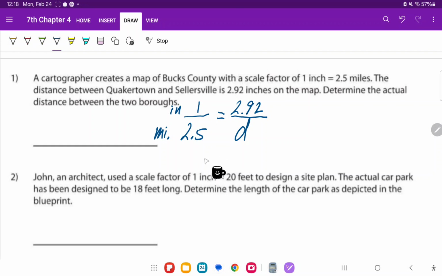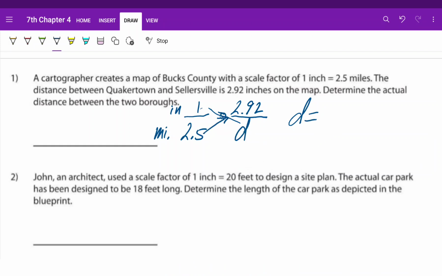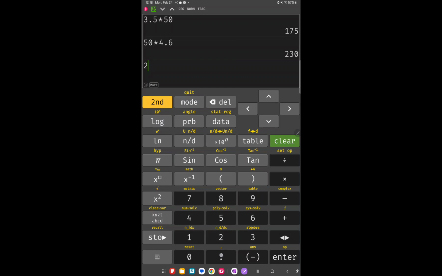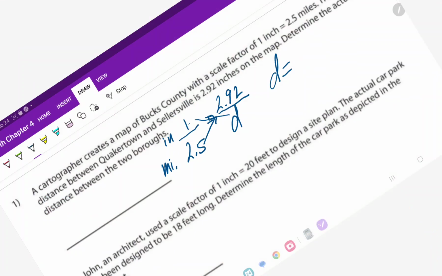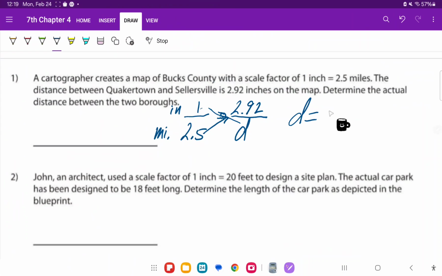So we're going to cross multiply. So 1 times D is D. And then 2.5 times 2.92. That is going to give me 7.3. All right, so that is a distance of 7.3 miles.